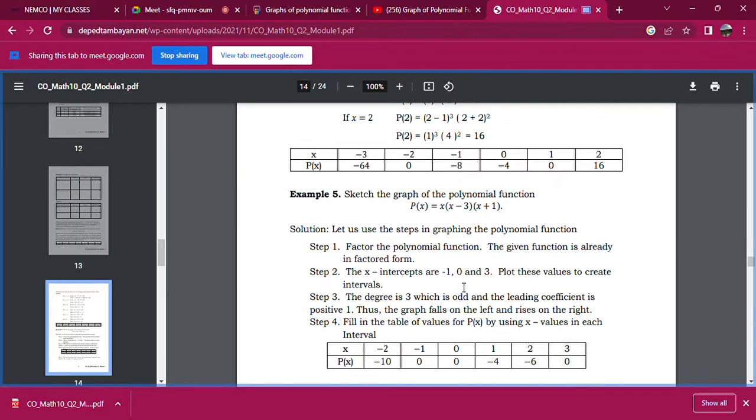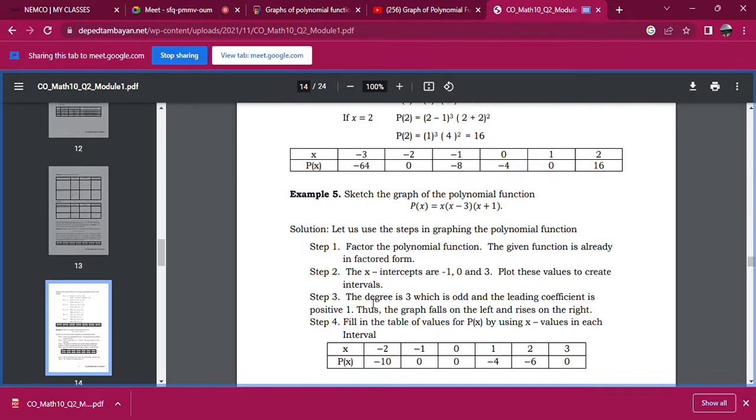Anong nakaingon man ta na negative 1, 0, 3? Simply, kining si p of x, himuna nato siya 0. So, nanatay 0 is equal to x times x minus 3 times x plus 1. So, ang ato x is equal to 0. Sakto? So, we have here 0. Kini siya, x minus 3 is equal to 0. So, pag balis ng negative 3 sa pikas, may mong positive 3. That's why we have 3 here. So, x plus 1 is equal to 0. So, our x is equal to negative 1. So, we will have to plot these values to create intervals.